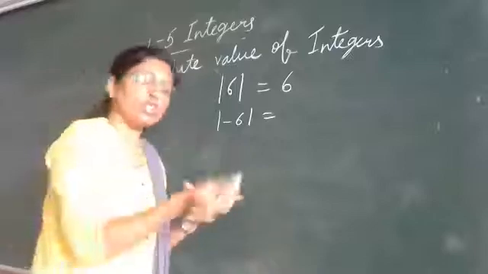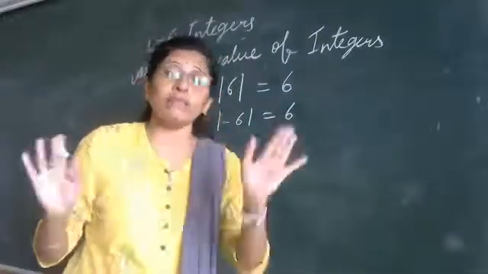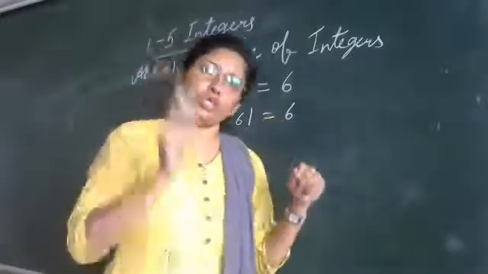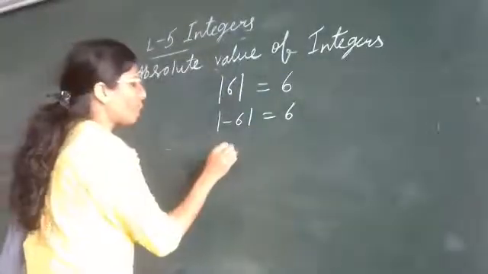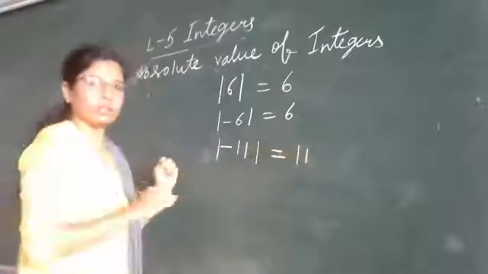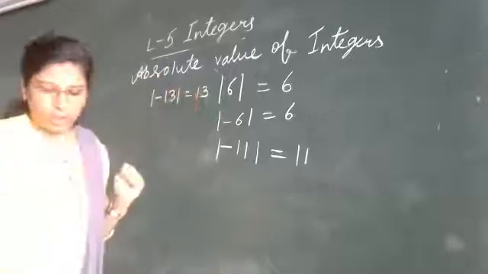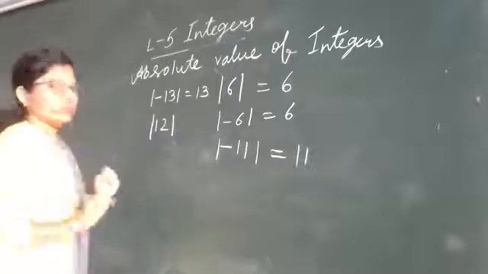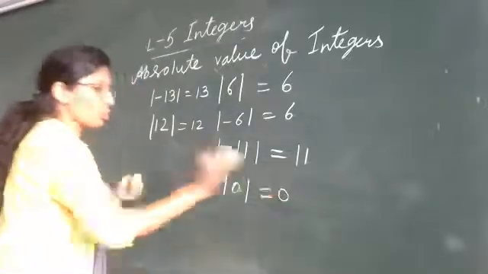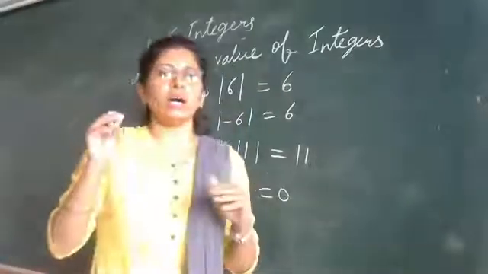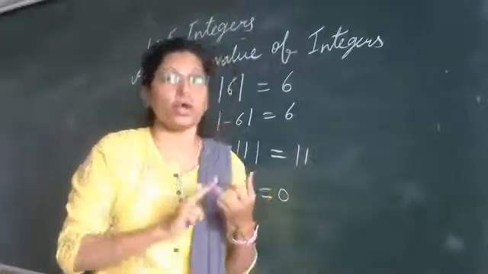The absolute value of -6 is also 6. It will not be -6. When you change any number to its absolute value, its sign will not be there. Positive will remain positive only. Absolute value of 12 is 12 only. Absolute value of 0 is 0. So you have to remember, absolute value means the numerical value of that number, irrespective of the sign. There will not be any sign, positive or negative.